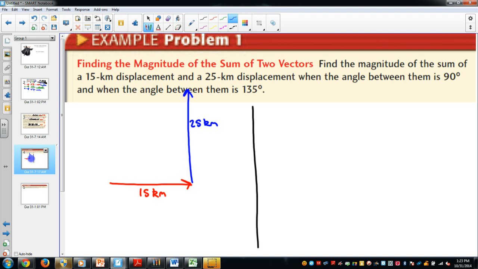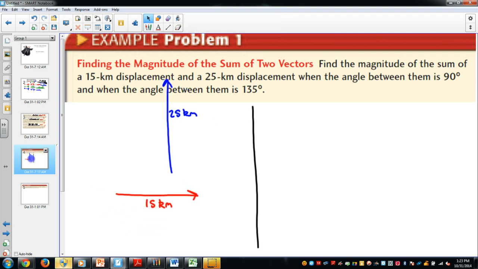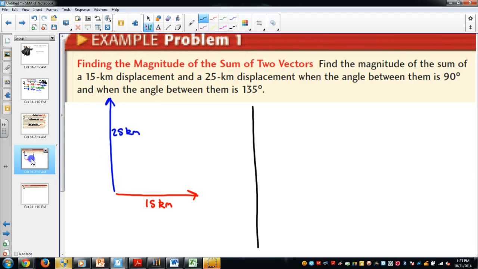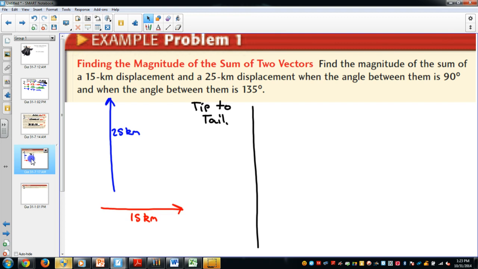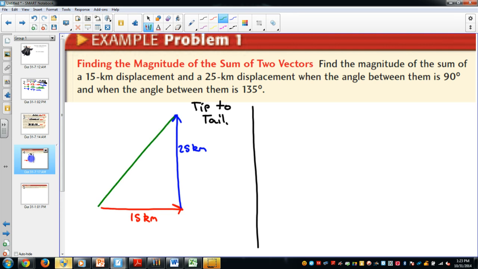The sum, when you take vectors and you add them, so I've got these two vectors, we do what's called adding vectors tip to tail. When you have two vectors, I'm going to take vector A, which is 15, and add on to it vector B, which is 25. The resultant vector, the net displacement in this case, will go from the beginning of your first vector to the end of your last vector.